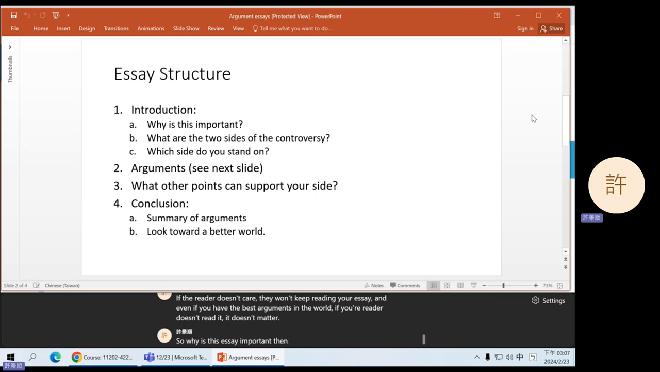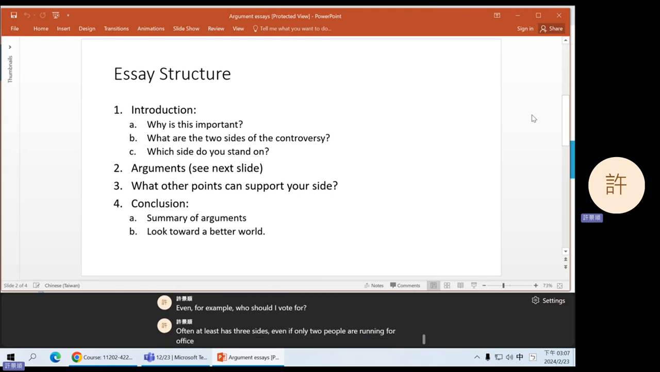Then you have to explain the two main sides of the issue. In the real world, every issue has more than two sides. Even, for example, who should I vote for, often at least has three sides. Even if only two people are running for office, you always have the third option to not vote. So every issue has at least three sides, but to write an argument essay, you have to pick the two main sides. And so you also have to tell the reader, I'm talking about these two sides. You can only pick one.